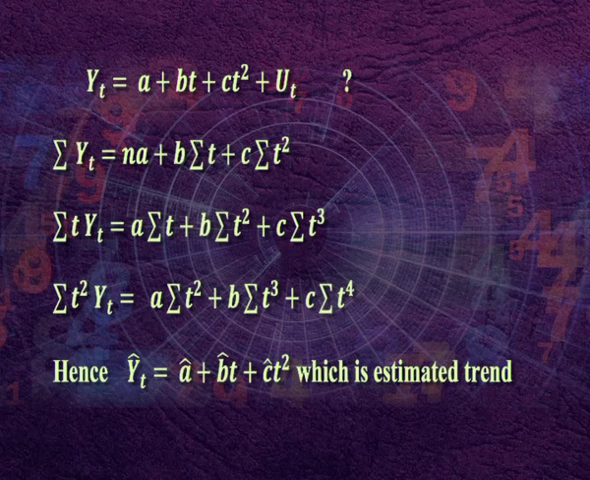Yt equal to a plus bt plus ct square plus ut. We write normal equations by minimizing error sum of squares. Summation yt equal to na plus b sigma t plus c sigma t square. Summation tyt equal to a sigma t plus b sigma t square plus c sigma t cube, and summation t square yt equal to a sigma t square plus b sigma t cube plus c sigma t 4. Hence, yt cap equal to a cap plus b cap t plus c cap t square, which is estimated trend.